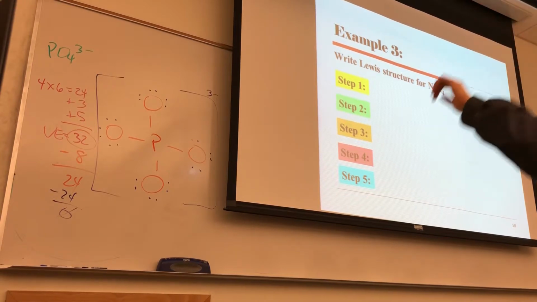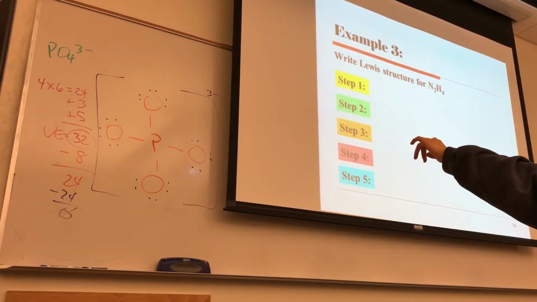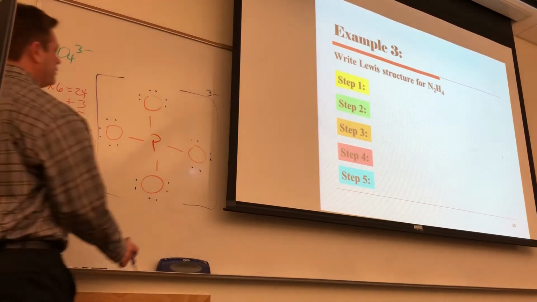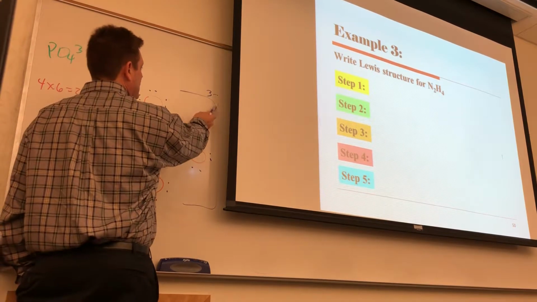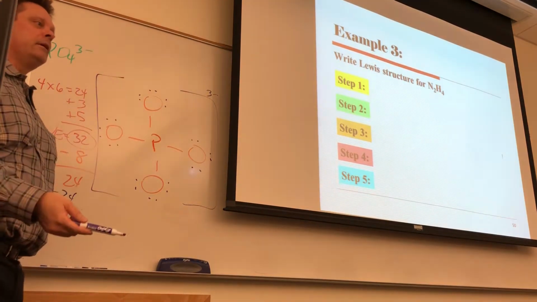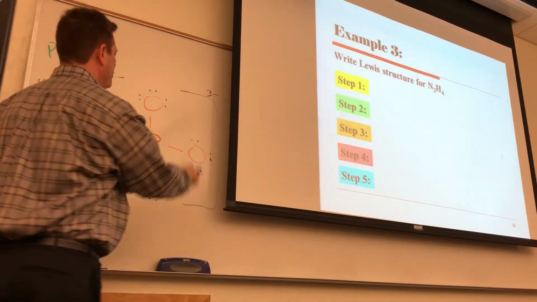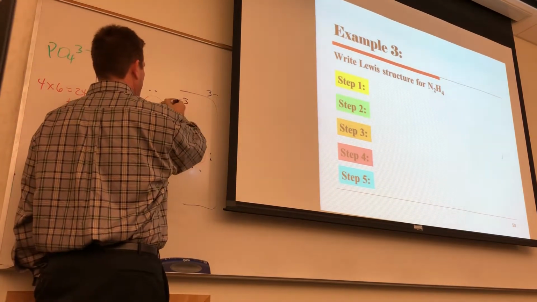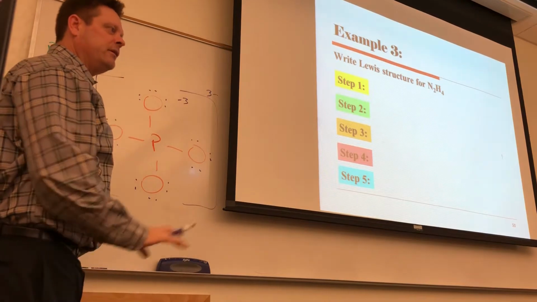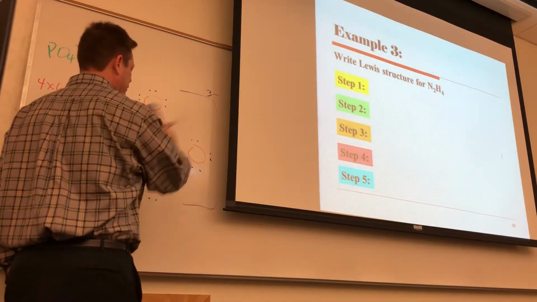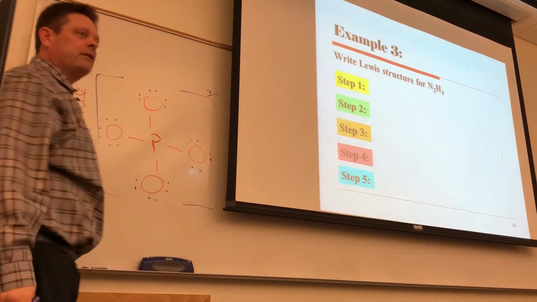If you don't bracket the thing, where would you put the 3 minus charge? If I took away the brackets and put it here, it looks like I'm saying those 3 electrons are connected to that oxygen. That's why the brackets are there, to identify that the 3 minus is representing the whole structure.